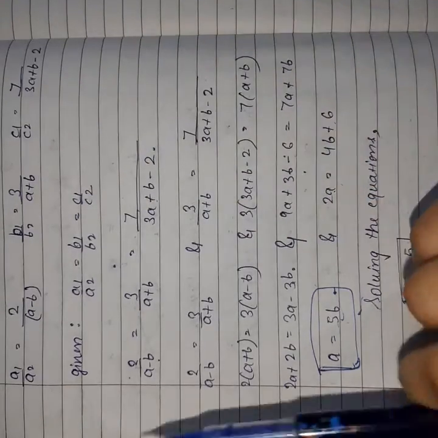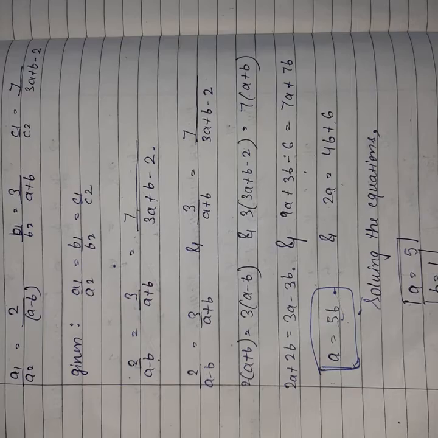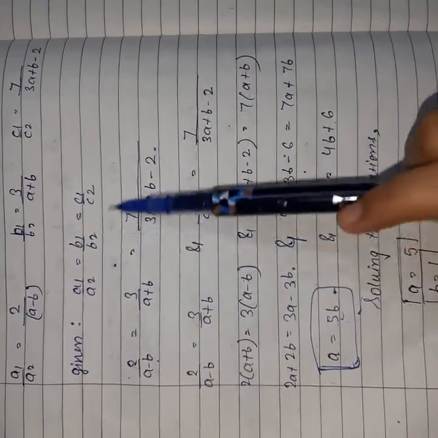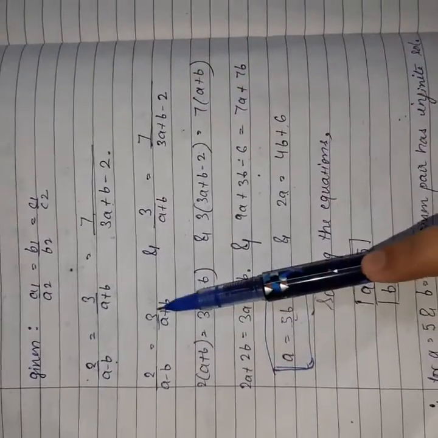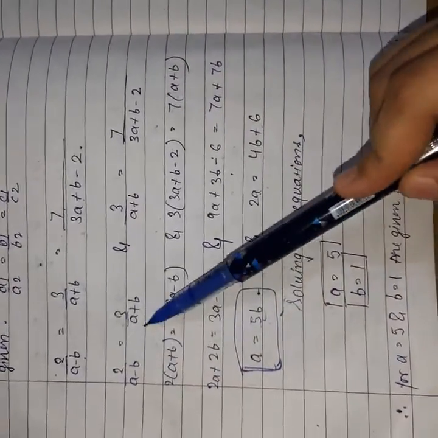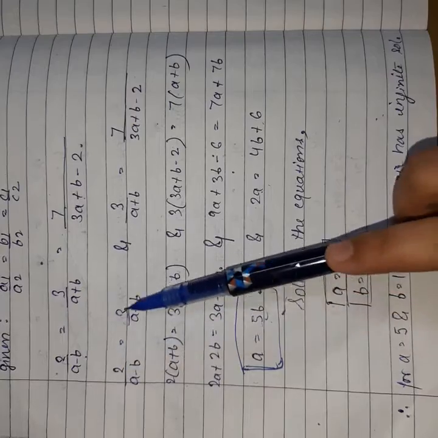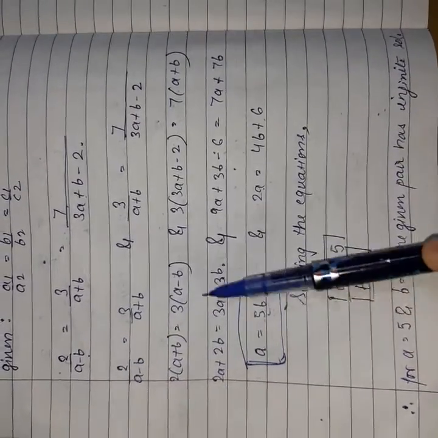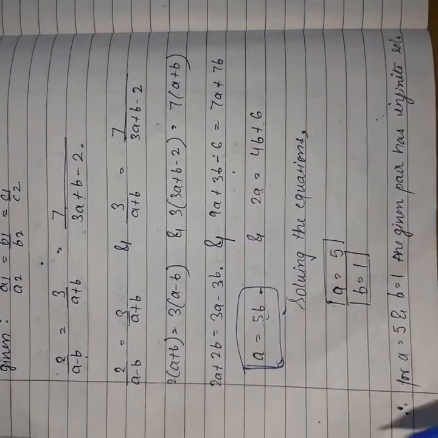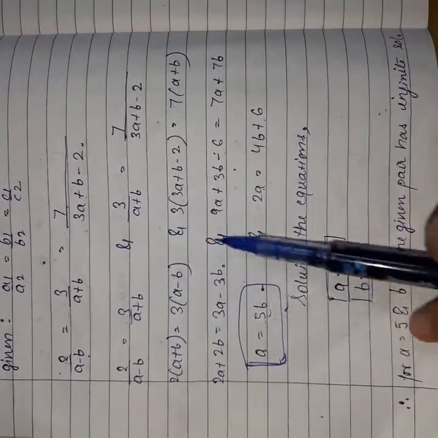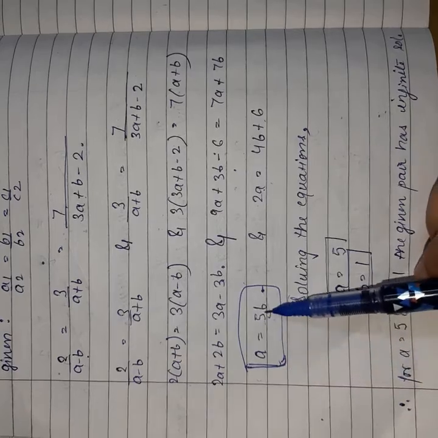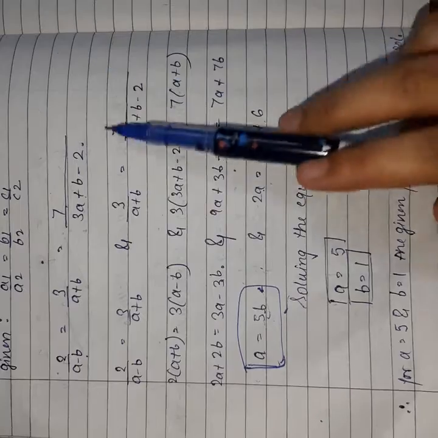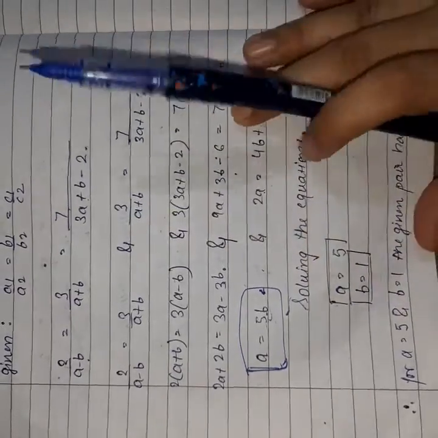Now you need to compare any two of the proportions that you want. I have compared these two and these two. Through that, we now cross multiply. 2 is multiplied by this denominator and 3 is multiplied by this denominator, so your equation would be this. Solving it further, from this proportion your value of a comes out to be 5b. Leave it here. Move to the second proportion, the comparison of the second and the third proportion.